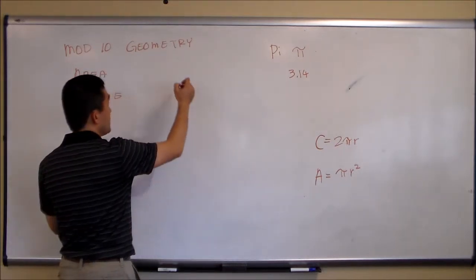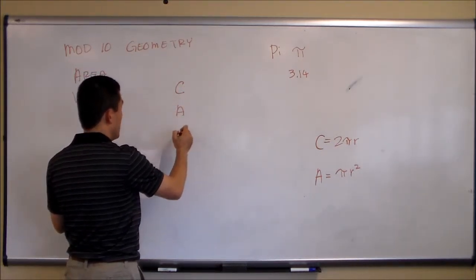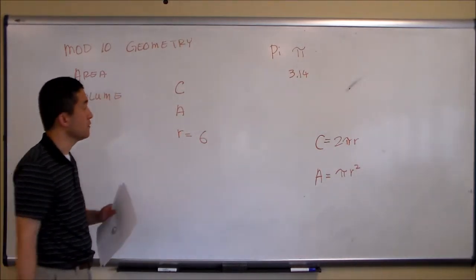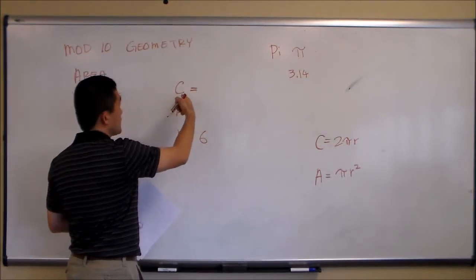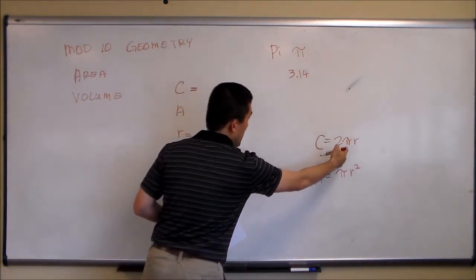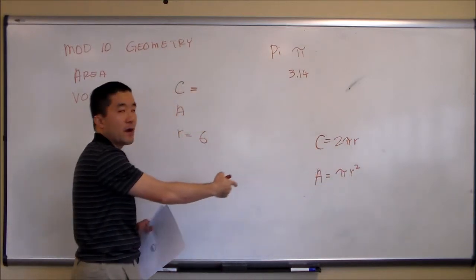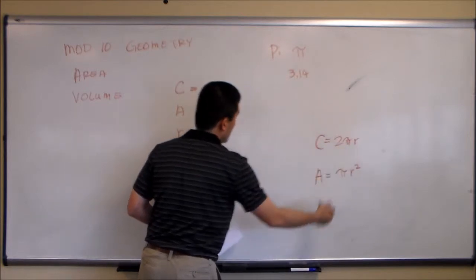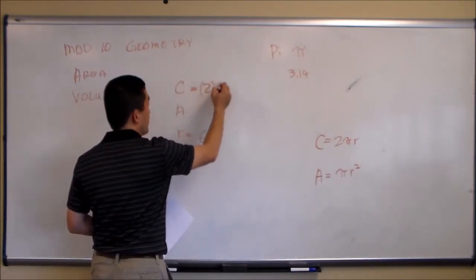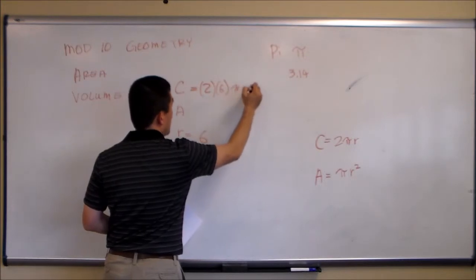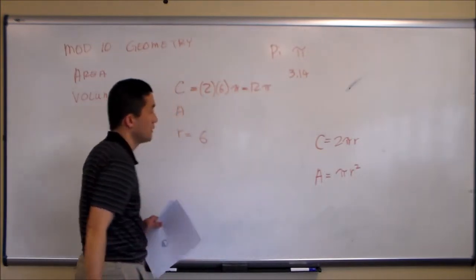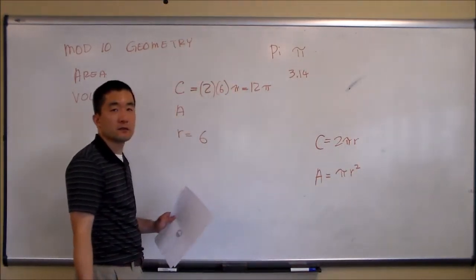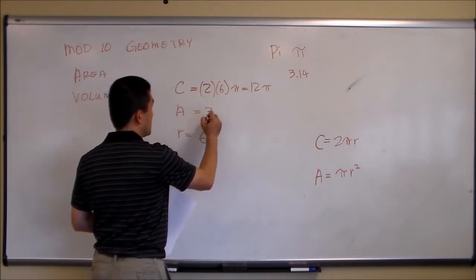If I ask you to find the circumference and area if the radius is, say, 6. Okay. So for the circumference, the formula is 2 times pi times r. And I'm going to leave the pi as pi for now. So that means 2 times radius, 2 times 6, 12 pi. For the area, it's the same thing. Pi times radius squared. 6 squared, that's 36. So 36 pi.